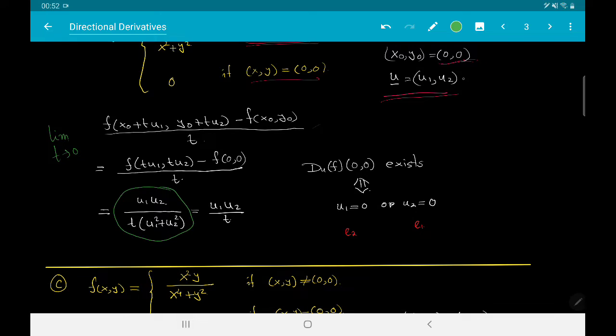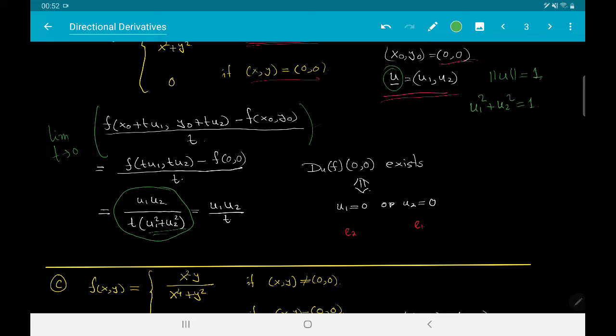But note that when we talk about the directional derivative along a vector u, this vector is a unit vector, so the norm of this vector is 1, and consequently u1 square plus u2 square is always going to be 1. So we just put u1 square plus u2 square equal to 1. What we get ultimately is that this expression is simplified to u1 u2 divided by t.